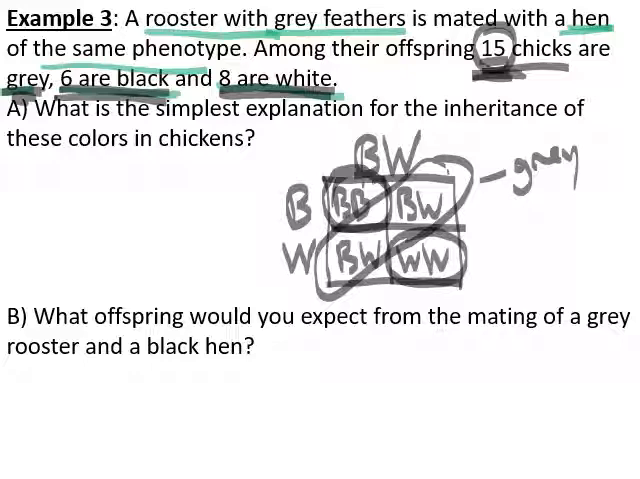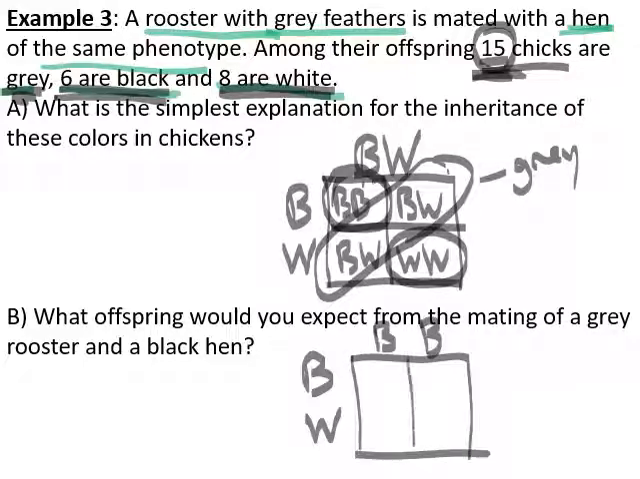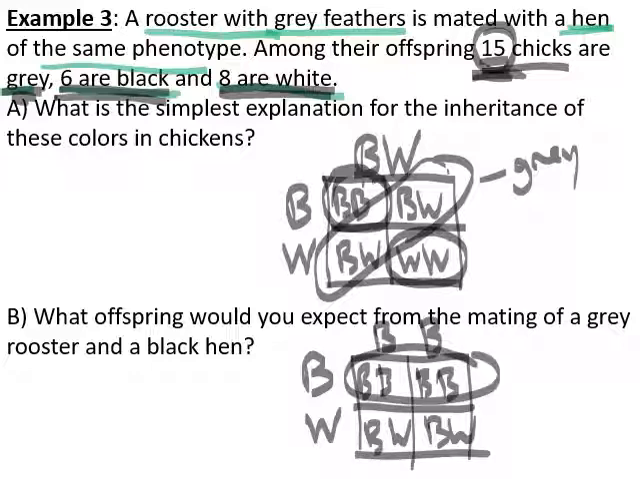What offspring would you expect from the mating of a gray rooster with a black hen? Let's assume that we are blending these traits here. If we had a gray rooster, you would have both of those alleles, and if it was with a black feathered hen, she would have the 2 black feathered alleles. If we set up our Punnett square, we would get these as the genotypes, which would essentially mean that 50% of the offspring are going to have black feathers, and 50% of them are going to be heterozygous and end up with those gray feathers.